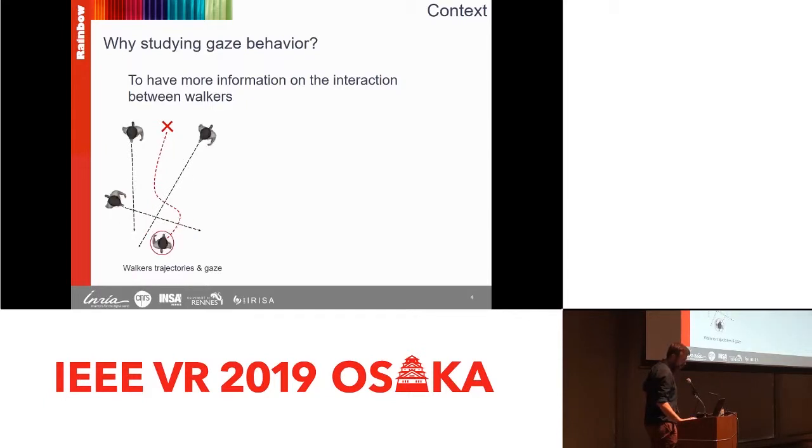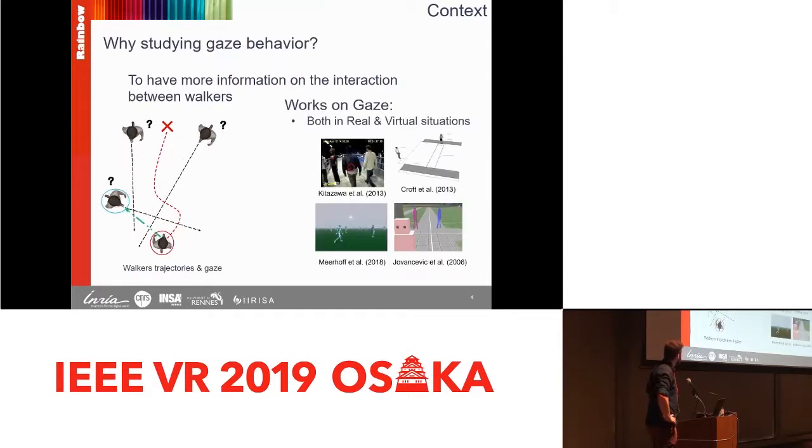There has been some work on gaze and locomotion. Mehoff shows that gaze attracts walkers with a high risk of collision. Jovancevic shows that depending on the interaction, the gaze behavior will be different. Croft looked at the gaze behavior and crossing order. Kitazawa looked at proximity and gaze behavior. All these experiments were done in either a real or a virtual environment.